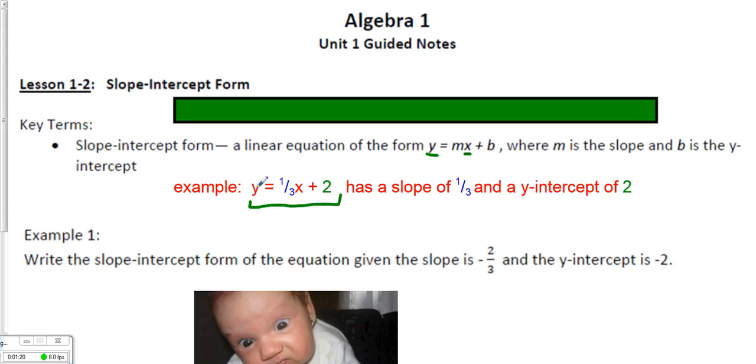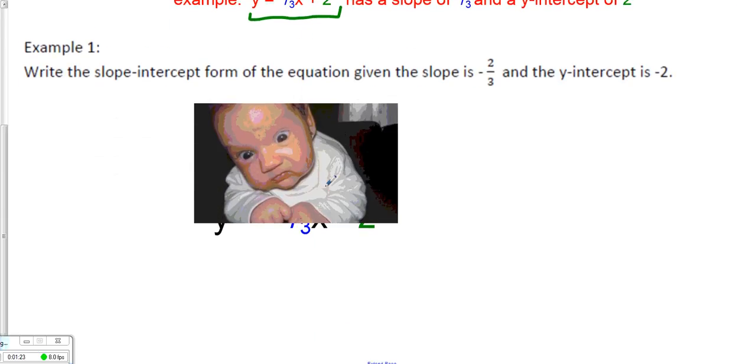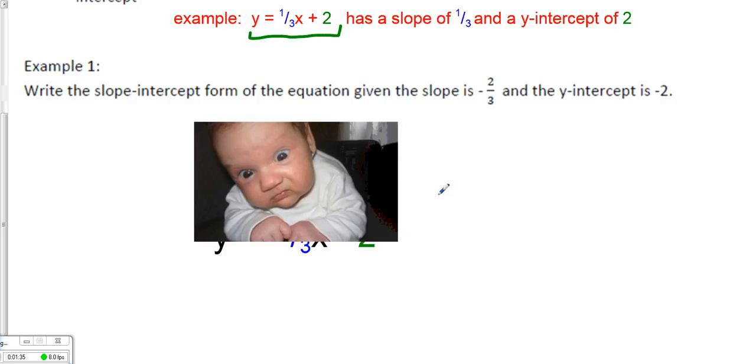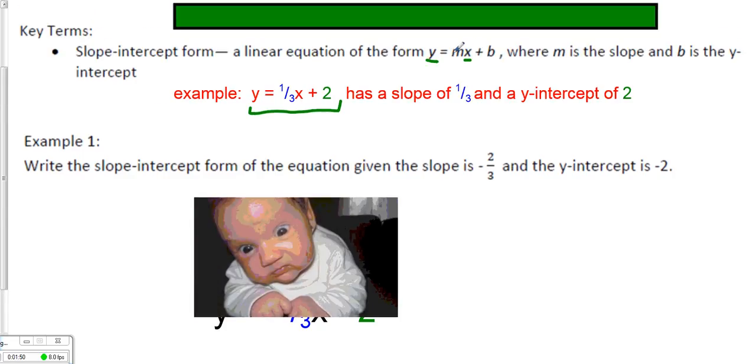Okay, so this form of the equation is going to be very helpful. Now, for our first example, we're going to write the slope-intercept form of the equation, given that we know our slope is negative 2/3 and our y-intercept is negative 2. So this slope of negative 2/3 is going to be in place of the blue right here in front of the x. It takes the place of m in mx plus b. Our y-intercept is negative 2. That goes in place of b.